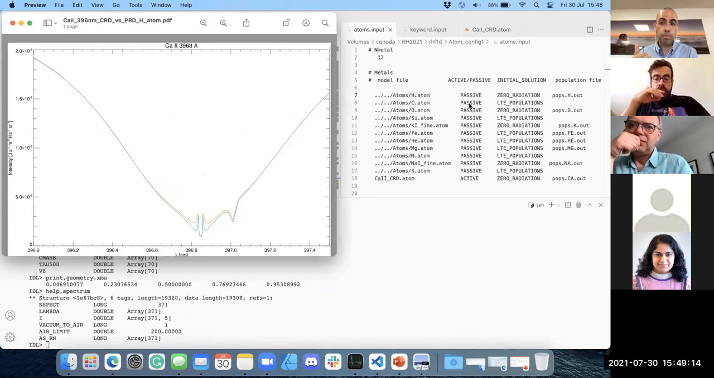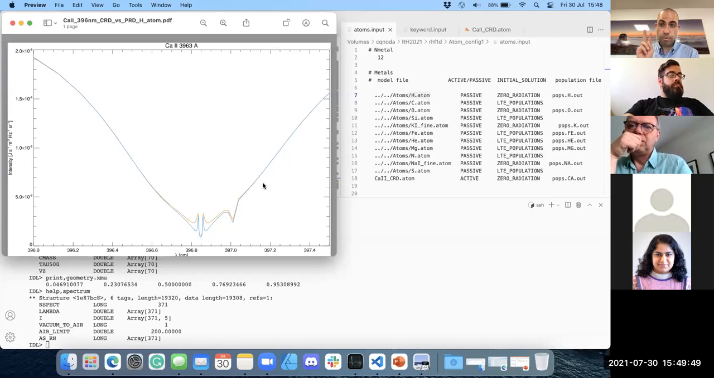So what I want to say is that sometimes when you have a transition on these passive atoms that falls on the wavelength region that you are solving actively, so in this case for the calcium atom, you can see these satellite transitions and they come from the other atoms. But as you can see, it's not properly solved because in this case, it comes from the hydrogen atom. So it's not properly solved because the atom is in passive mode.